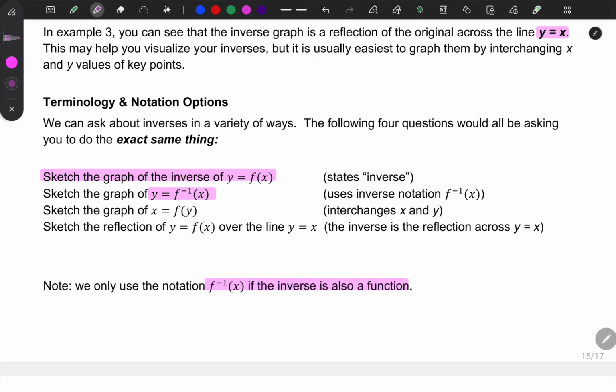The other way you may see this is with x equals f of y. Notice how the x and y have just switched places. That's another way of indicating that you want to switch the x and y value. The last way is you may just be asked to sketch a reflection over the line y equals x, because the inverse is the reflection across that line y equals x.